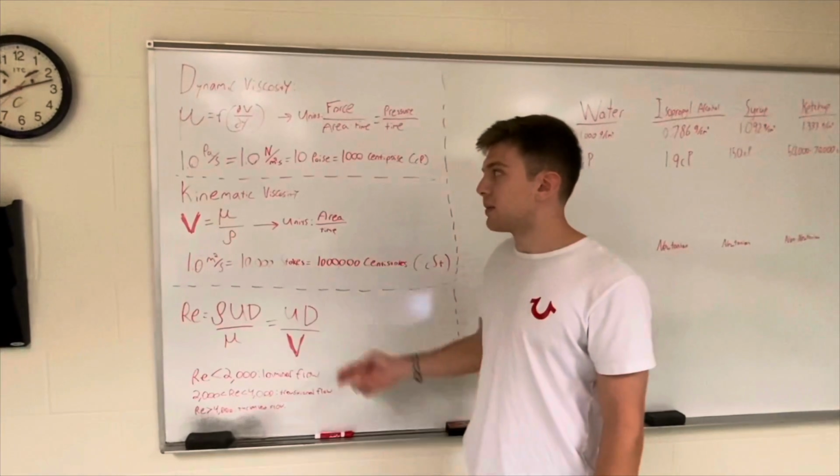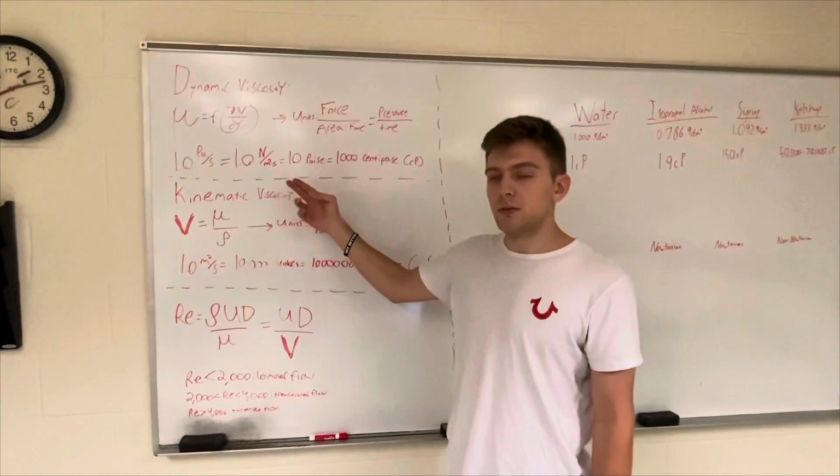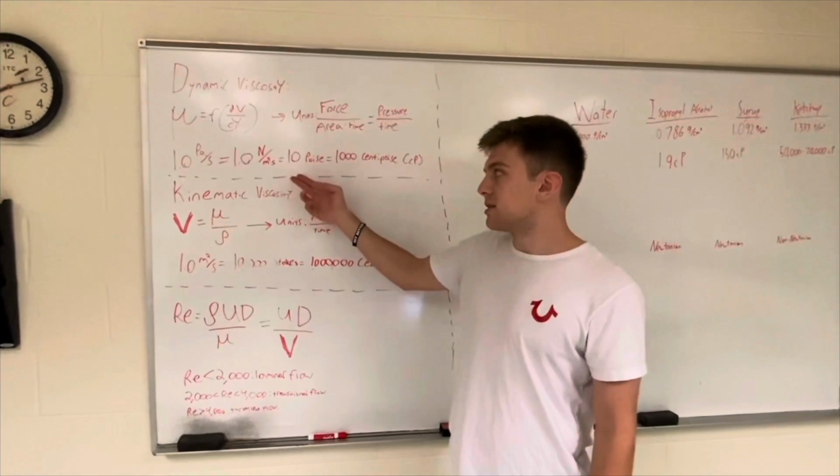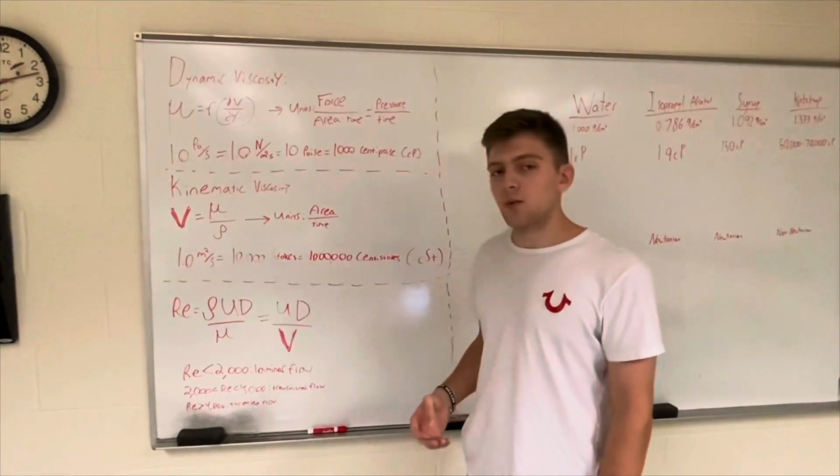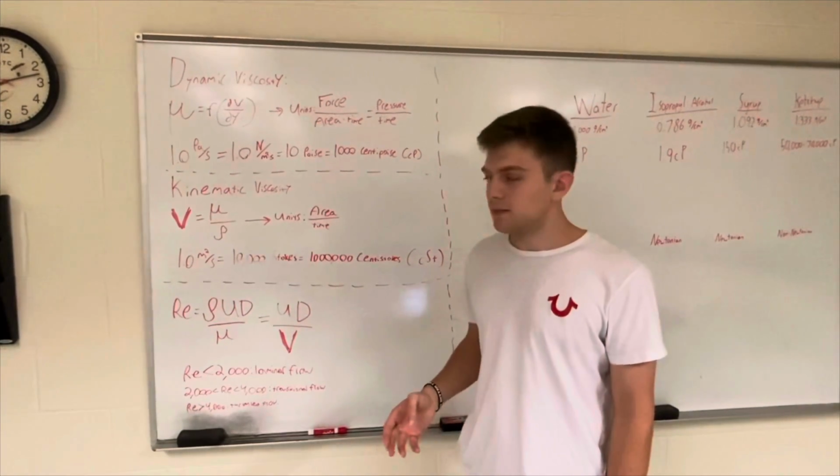And the common unit would be a Pascal per second, or in other words, a Newton per meter squared times a second, which is equal to 10 poise or 1,000 centipoise. The common way to remember a centipoise is that water's centipoise value is always going to be 1.